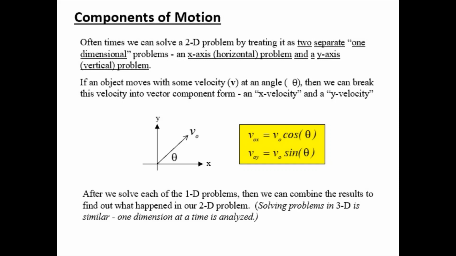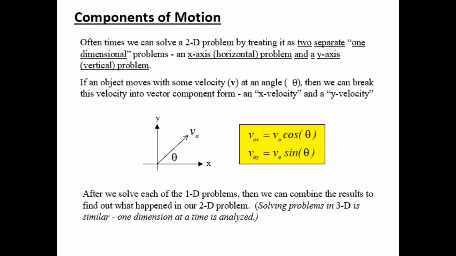So if an object moves with some velocity v at an angle theta, then what we want to do is break that velocity into vector component form. That's another reason breaking vectors into components is so important, because we'll use the x velocity to solve the x part of the problem and the y velocity to solve the y part of the problem. So as we look at this page and see our diagram showing our vector, let's say v0, our original velocity of some object, whatever that object may be.